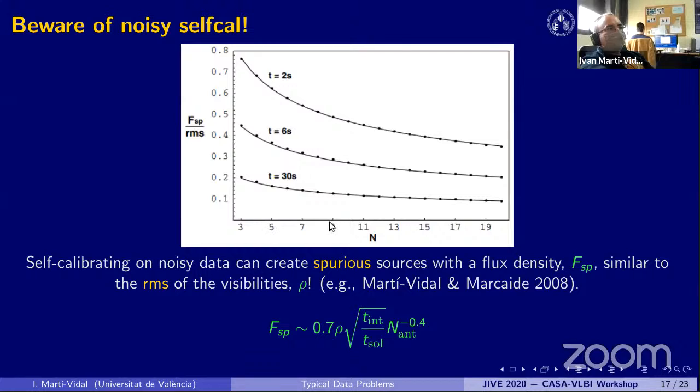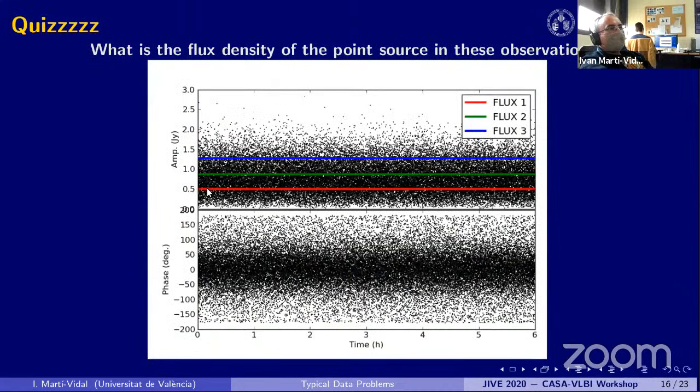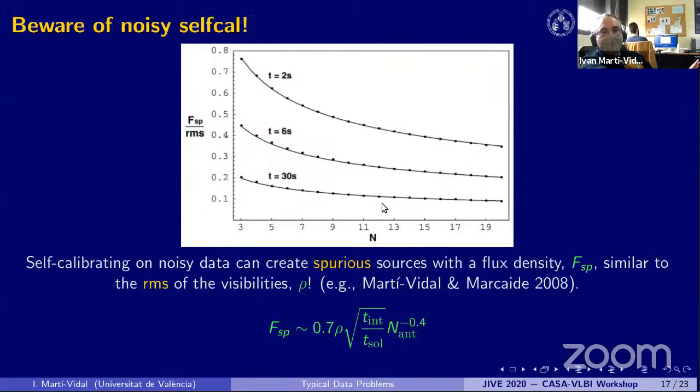For the case of a very low number of antennas, let's say 9 or 10 for the VLBA, just using an integration time of a few seconds per self-cal solution can create half of the RMS noise. So you can basically recover a source like the red one just from pure noise with no problems, even with VLBI, even having 10 antennas. So you have to be very, very cautious.